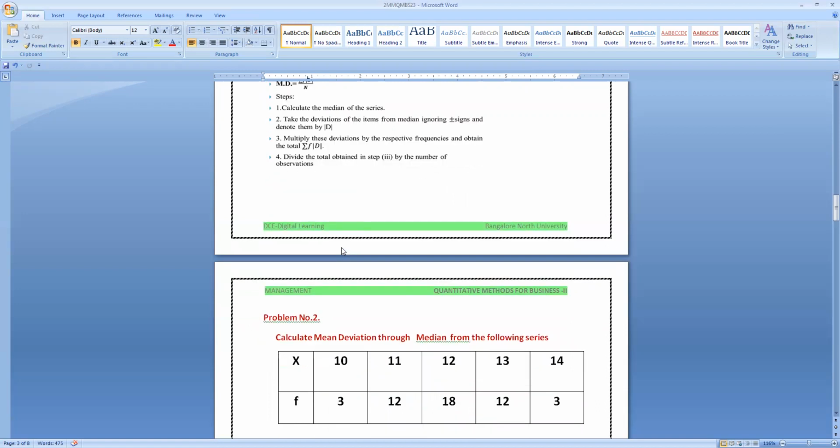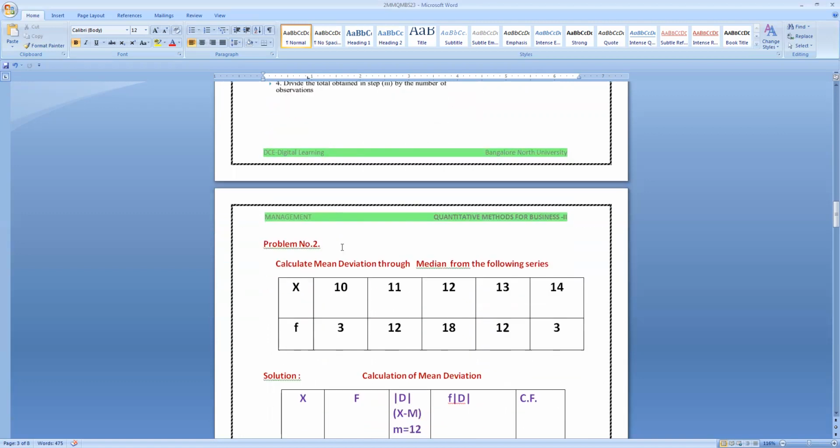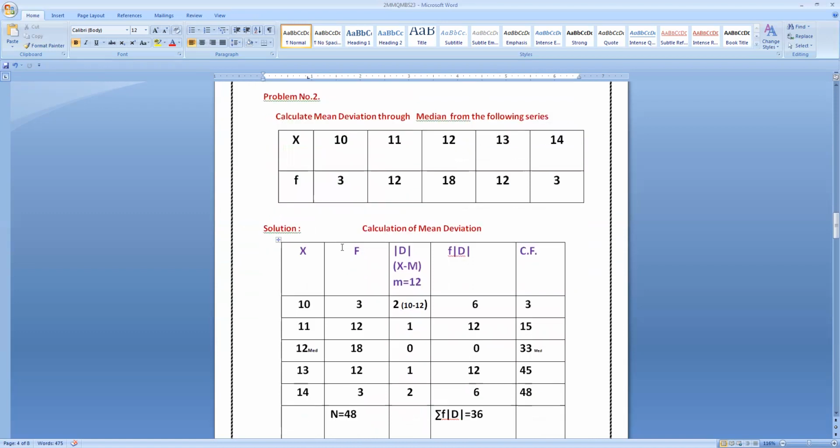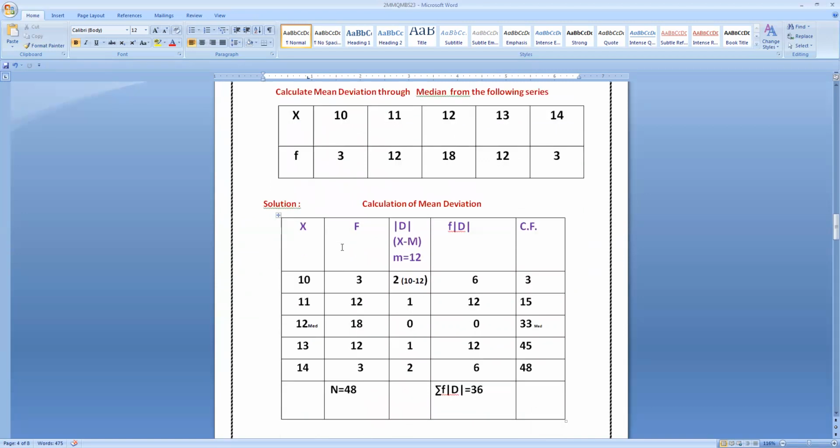In case of relative, we know that it is mean deviation divided by the average from which we have taken the deviation. We see the question here: calculate mean deviation through median. The deviations have to be taken from which average, it is only through median, from the following series. Here they have given the variable values, that is 10, 11, 12, 13, 14, and the frequency values are 3, 12, 18, 12 and 3.